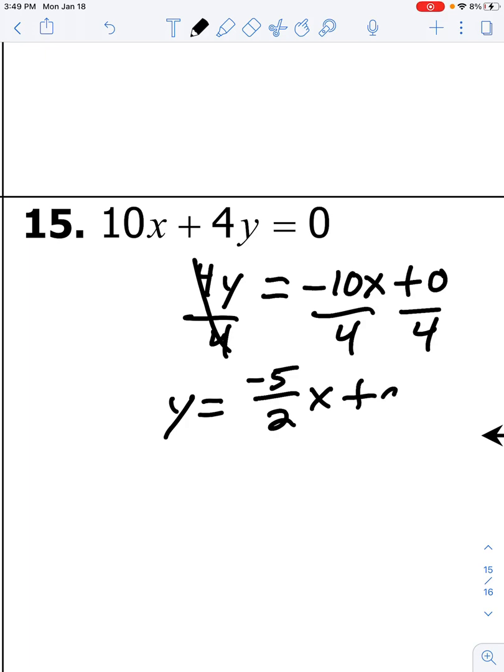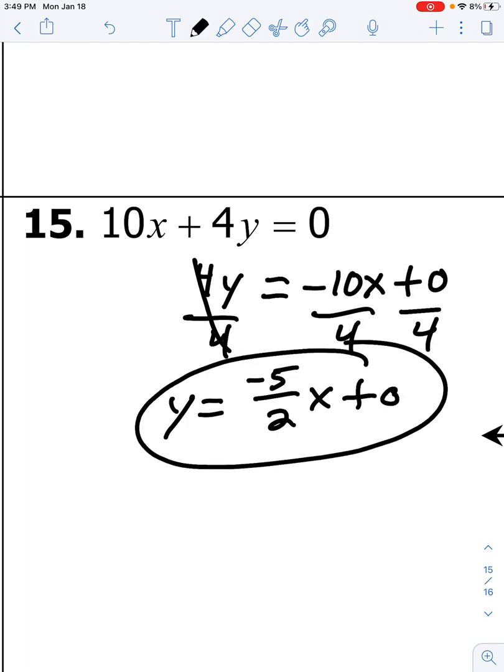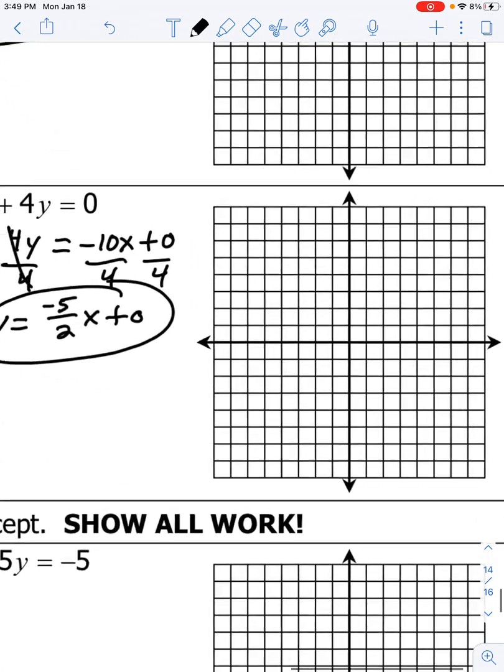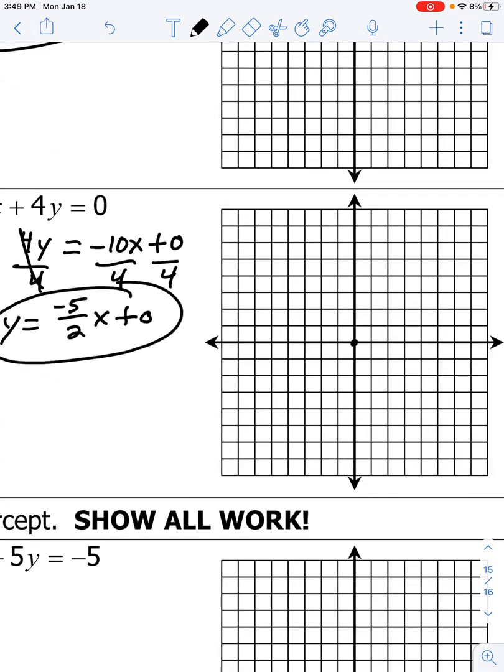X reduced. 0 divided by anything is 0. Okay, so there's our equation. Plotting it at 0 is actually plotting it in the middle. And then down 5, right 2. So down 1, 2, 3, 4, 1, 2, 3, 4, 5, right 2. We cannot get another one.